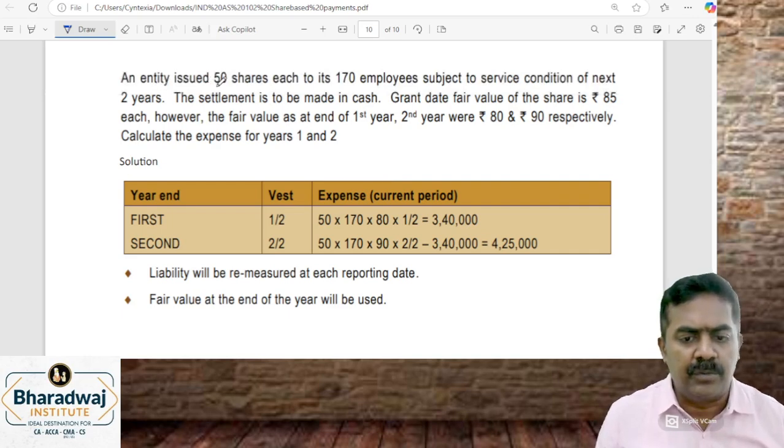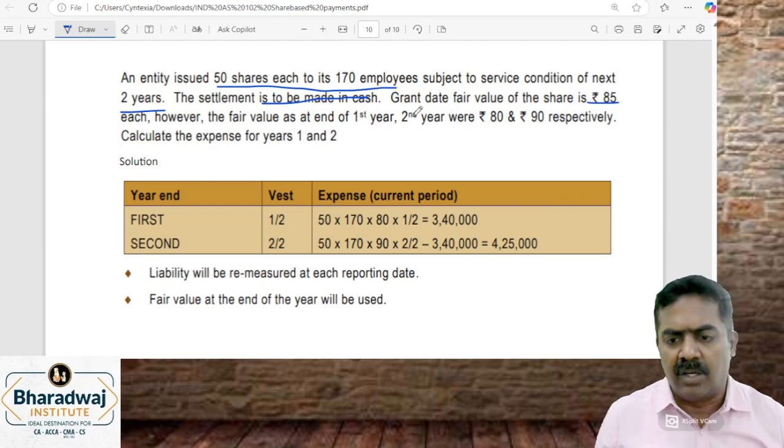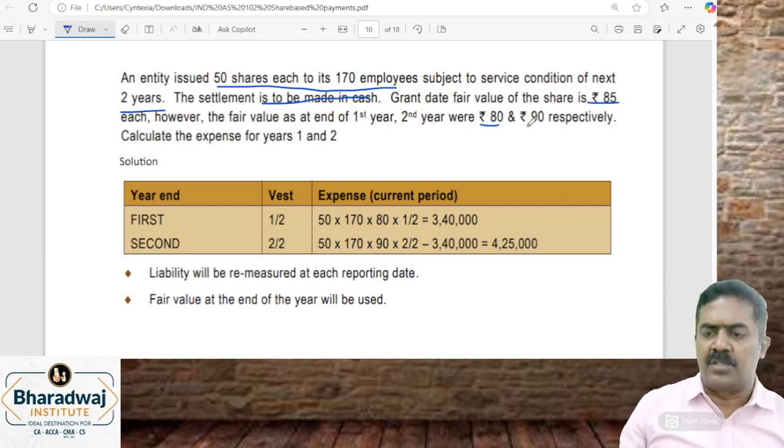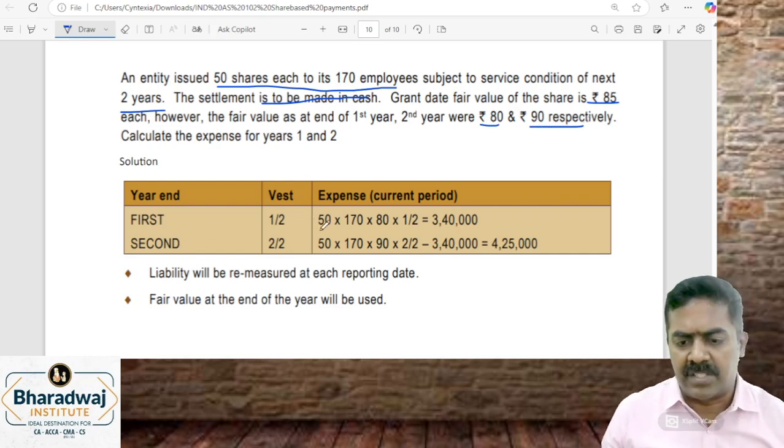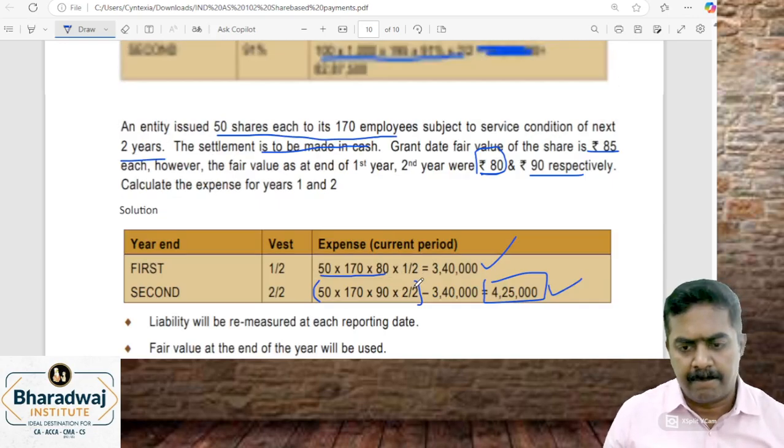An entity issued 50 shares. How many employees? Next 2 years கொடுத்திருக்காங்க. Settlement to be made in cash. Grant date fair value is 85. Over the fair value the end of the first year and second year is what? 80 and 90 கொடுத்திருக்காங்க. First year 50 into 170 into end of the first year fair value 80 into 1 by 2 3,40,000. Second year 50 into 170 into 90 into 2 by 2. This minus 3,40,000 is how much? 4,25,000. That's it.